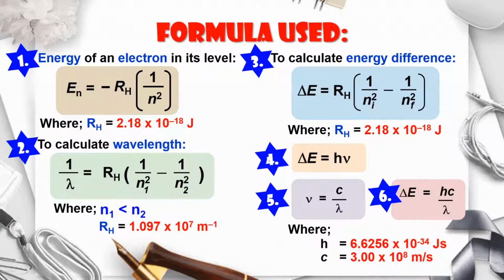Today we are going to learn how to perform calculations involving Bohr's atomic model. Here is the formula used for the next calculation. There are 6 formulas that you have to remember.